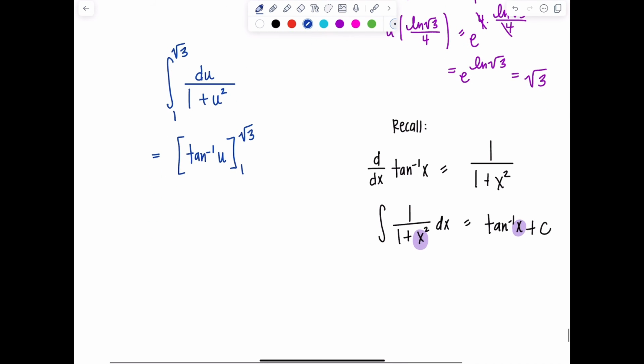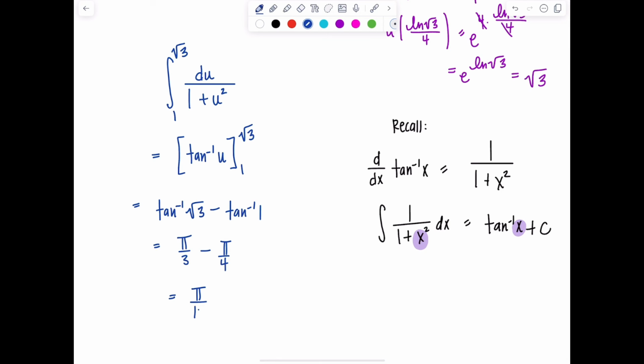Ooh, do you know your trig? So tan inverse of rad 3 minus tan inverse of 1. So when is tangent rad 3? I just think, when is sine rad 3 over 2 and cosine 1/2? That's at pi over 3. Tan inverse of 1, that's at pi over 4. Common denominators, it's going to be 12. So this is 4 pi over 12 minus 3 pi over 12, which is 1 pi over 12. I love this problem. I've put it on my final many times.